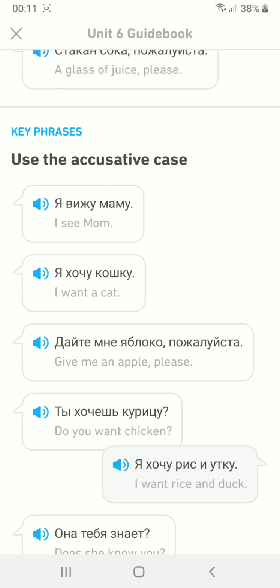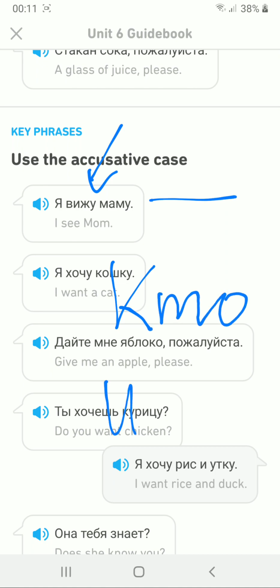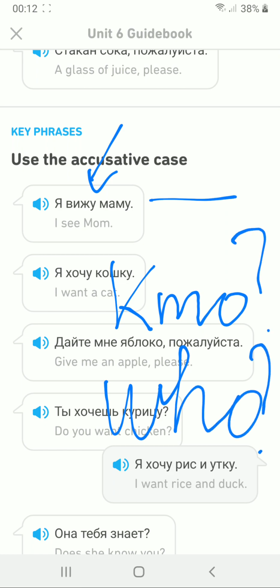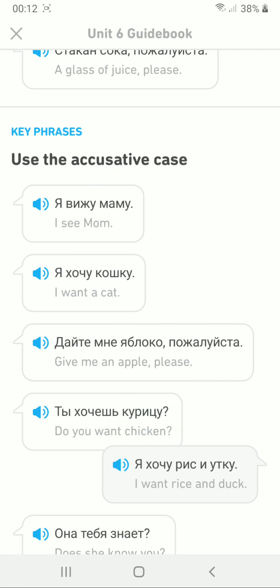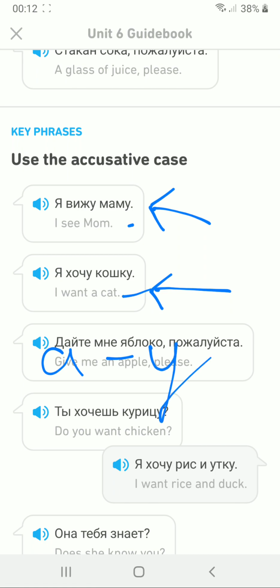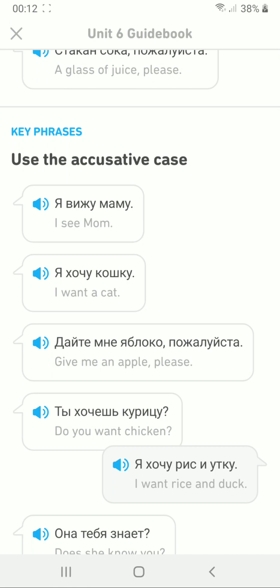So я вижу, I see. Что я вижу? Кто? Кто means who. Sorry, guys. It's a question. Кто? Who? Маму. So, я вижу маму. Кого ты видишь? Who do you see? Я вижу маму. You don't say я вижу мама. Я хочу. Что я хочу? What do I want? Кошку. Not кошка, but кошку. The ending changes. This is accusative, yeah?